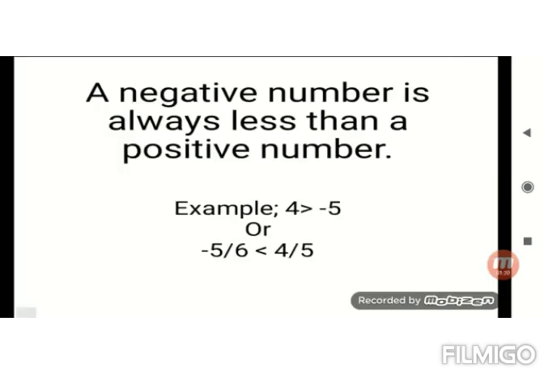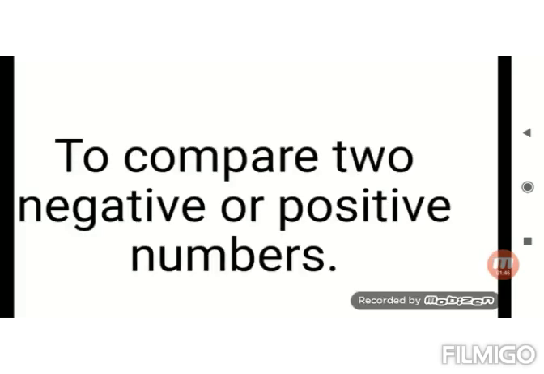We also studied that a negative number is always less than a positive number. For example, if we consider 4 and minus 5, minus 5 is a negative number, so it is less than the number 4. Similarly, minus 5 upon 6 and 4 upon 5: minus 5 upon 6 is a negative number, so it is smaller than 4 upon 5. Now, let us compare two negative or two positive numbers.